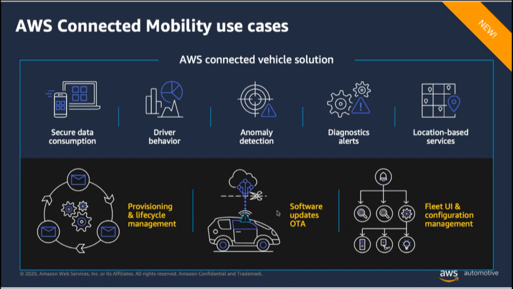The additional thing we have is the OTA software update, and this update can also be done through MQTT. And the last one is the fleet UI, which is the place where we can see all the onboarded vehicles and all the related data, like anomaly data, diagnostic data, and trip related data. So let me quickly go through the next slide.